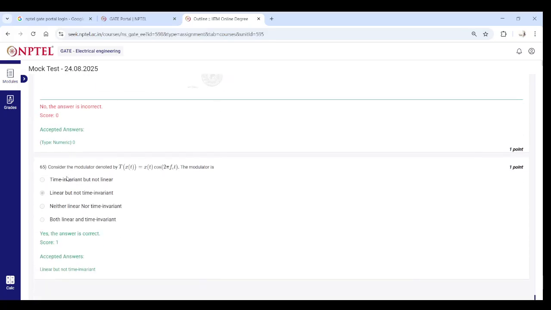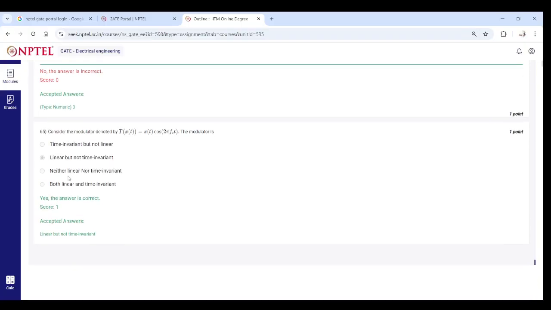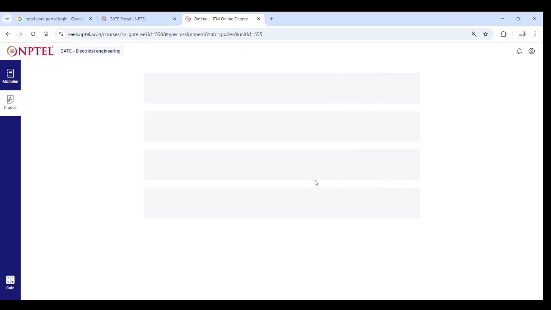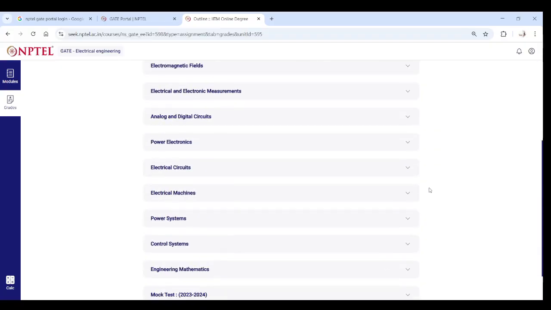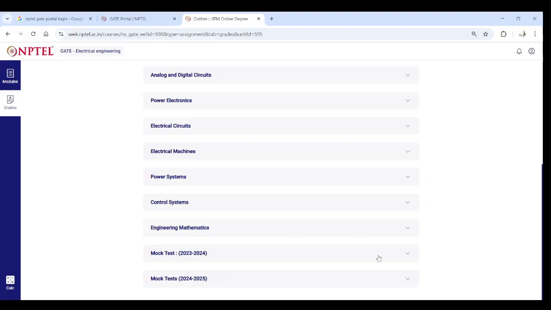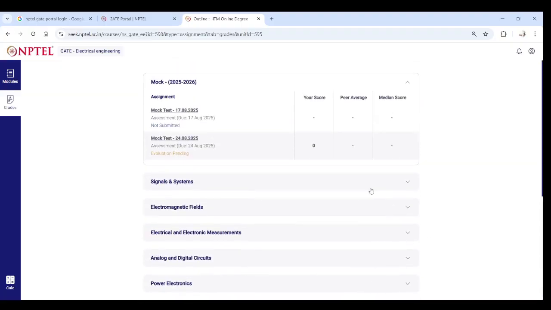It has been ten years since I first checked the GATE exam. So let's check the grades. Here it shows evaluation is pending. Previously I missed this. Here the assessments are submitted, so evaluation is pending, and after that it will show the evaluation. These are the previous ones; previously I also registered but was unable to attend the examination.